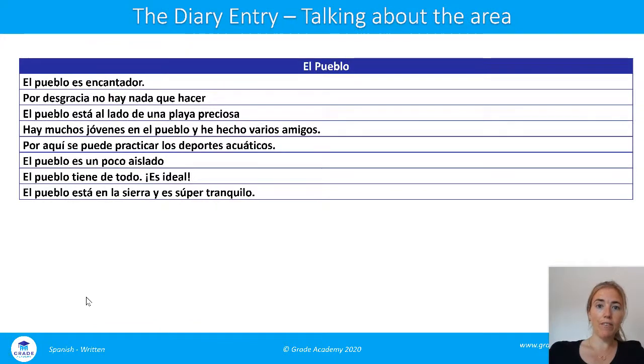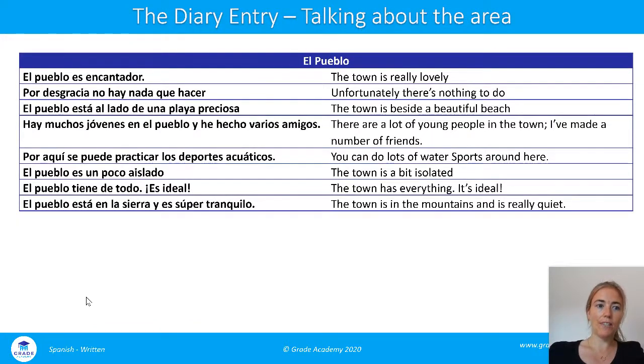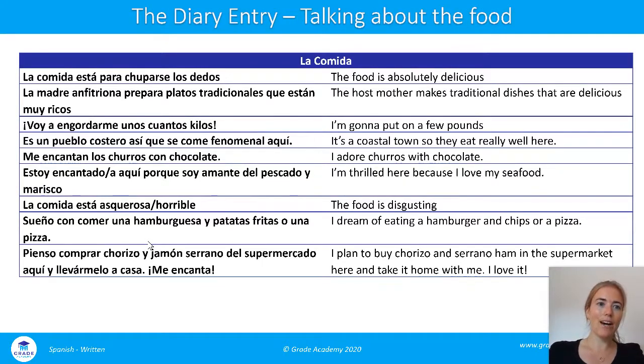If you want to talk about the area you're staying in, here's plenty of phrases, and again, you'll notice we've got the similar verbs being used. El pueblo es encantador. El pueblo es un poco aislado. Tiene, so what does it have? ¿Dónde está? Está al lado de una playa. Está en la sierra. So it's not that you have to learn all of these phrases. It's that you can use these phrases to see how you can adapt one phrase for a variety of different scenarios. If you're talking about la comida or the food, again, the same applies.